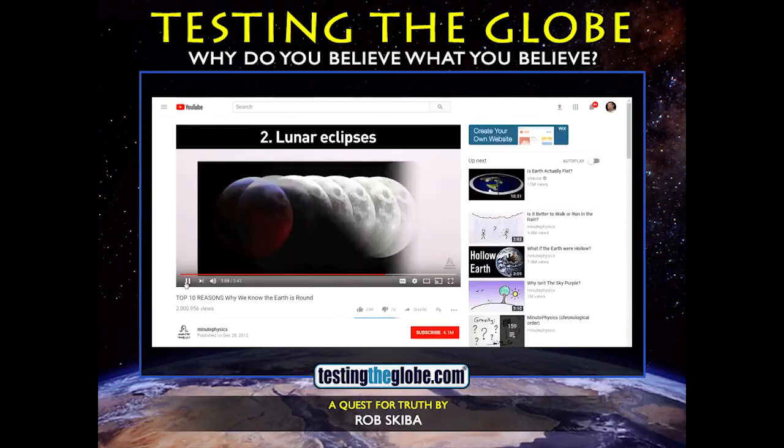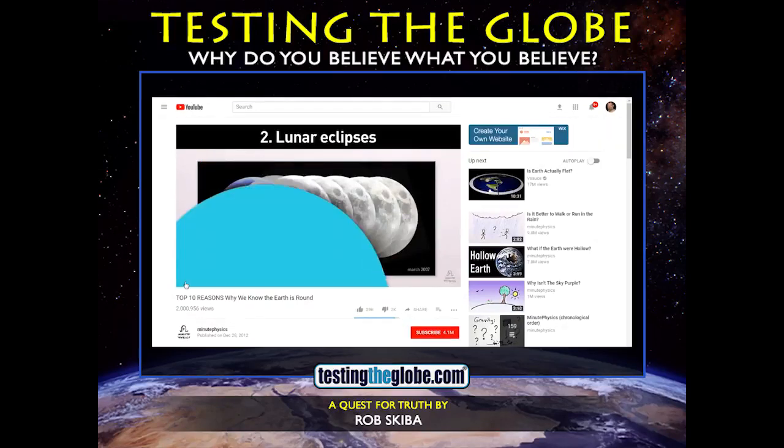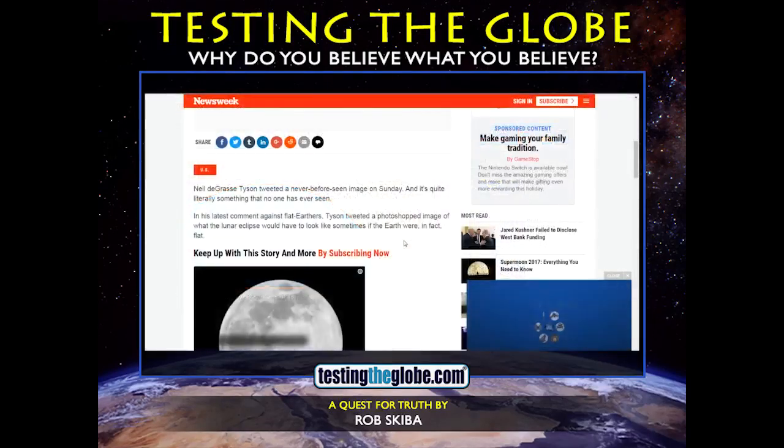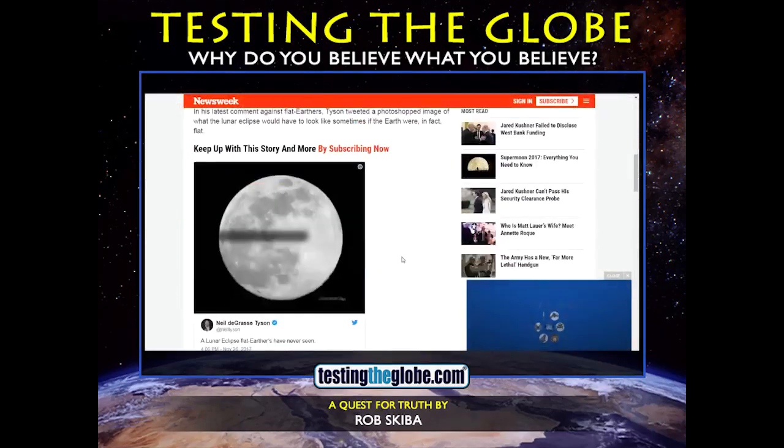Number 2. During a lunar eclipse, the shadow of the Earth on the moon is curved. Okay, the shadow on the moon is curved. Well, Neil deGrasse Tyson, in all of his wisdom, puts out a tweet like this, right? A lunar eclipse flat earthers have never seen.